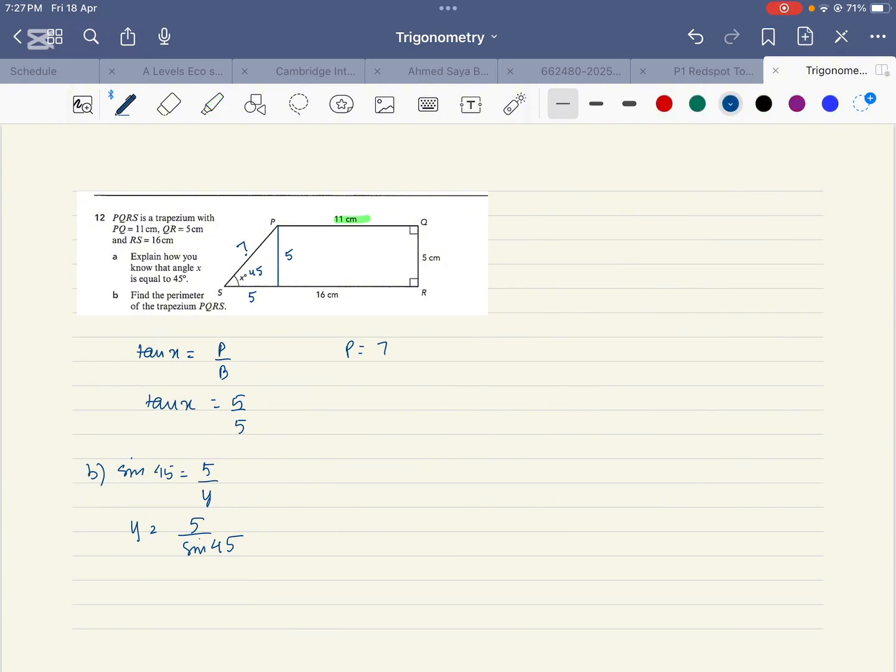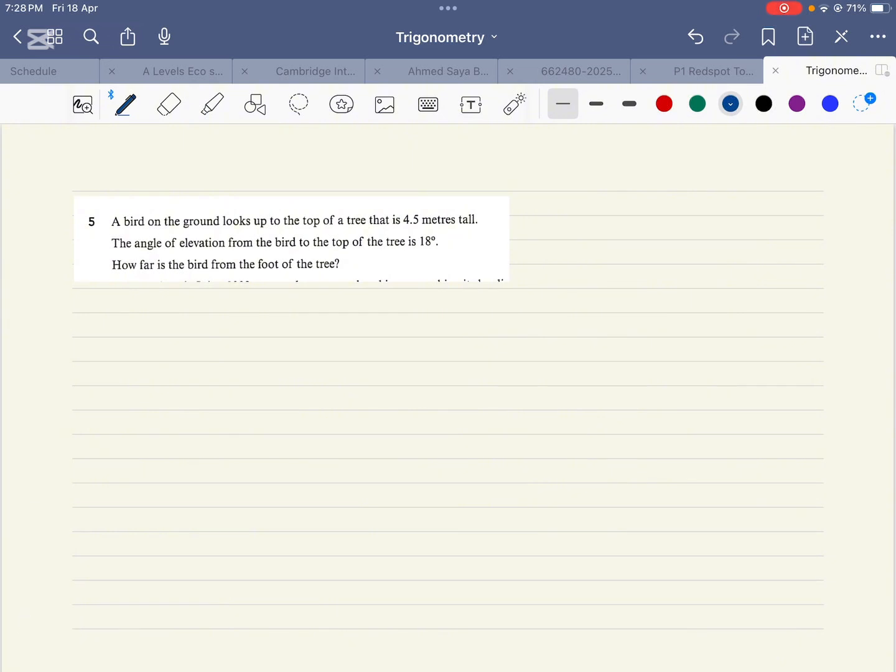Plus 11, moving clockwise, plus 5, plus 16. Not this 5 because this is the entire 16. So this gives me 6 plus 5 is 11. 11 plus 11 is 22. 22 plus 7 is 29.